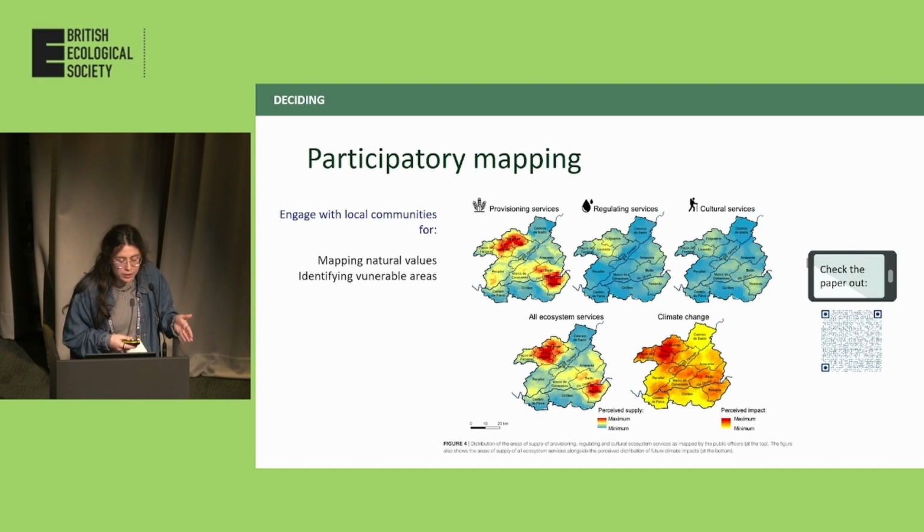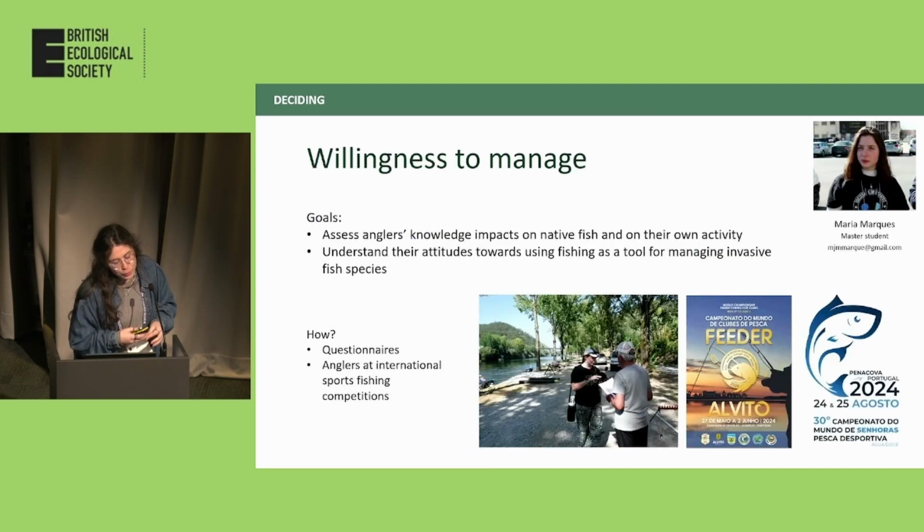So, for example, participatory mapping, where you work with stakeholders and local communities to identify local values, but also potential vulnerable areas to specific risks, in this case with climate change, but it can also be applied to invasive species. Also, we have this master's student, Maria, who is working with sports fishermen, and she's not only trying to understand their knowledge and perception, but also their willingness to manage the species.